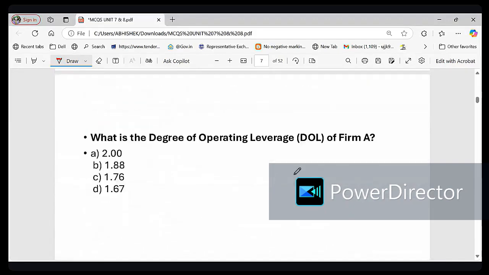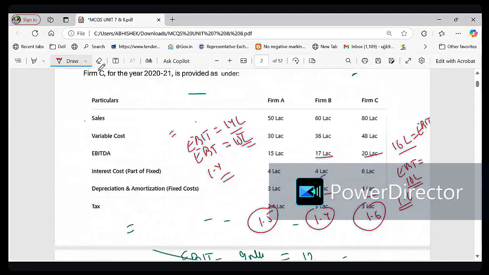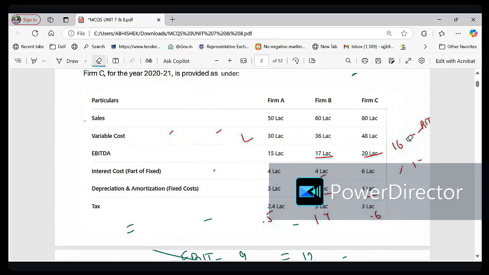Now let's calculate the DOL of firm A. The question is, what is the degree of operating leverage of firm A? So let me come back to this question. Here it is asking you to calculate the degree of operating leverage for firm A. Till now we were discussing the DFL, that is degree of financial leverage. Now it is asking us to calculate the DOL, that is degree of operating leverage.